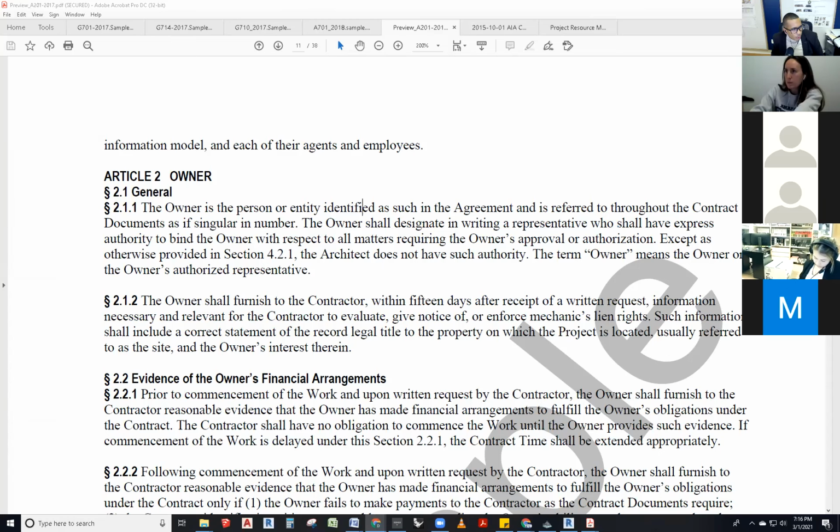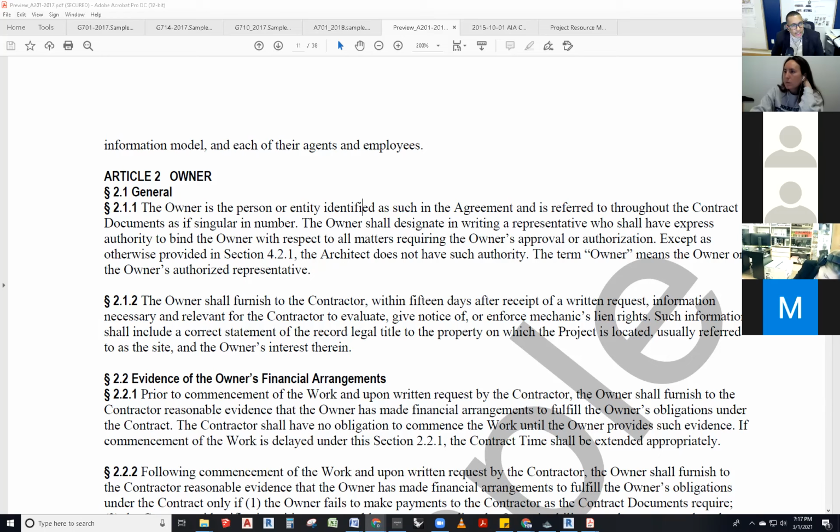All right, Article 2, we're back. Owner. So Section 2.1, general. Section 2.1.1 says the owner is the person or entity identified as such in the agreement and is referred to throughout the contract documents as if singular in number. It's the owner, but it could be a bank, right? It could be a board of trustees. It could be 20, 30 people. It could be 1,000,000 people. Doesn't matter. The stakeholders, right?